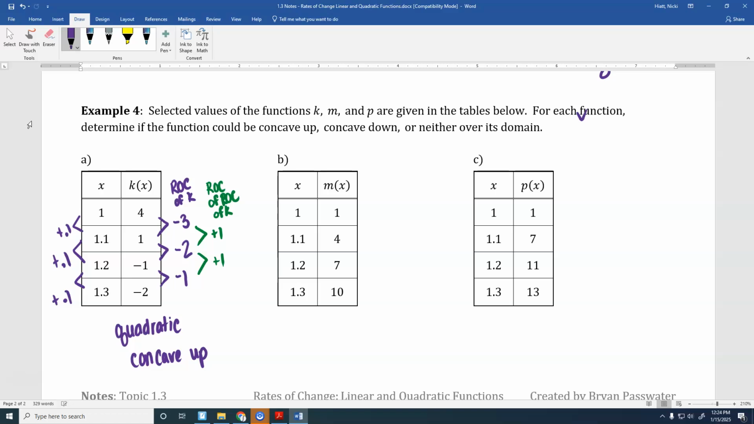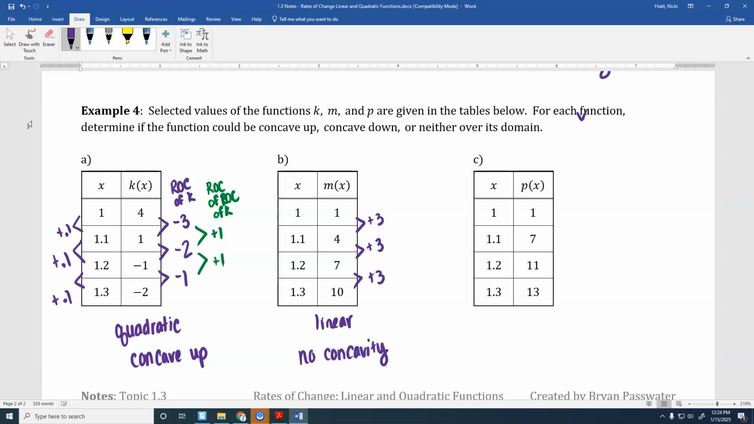Okay, for B, from 1 to 4, we go up 3. From 4 to 7, we go up 3. From 7 to 10, we go up 3. What does that tell us? Linear, so no concavity, because linear functions are straight lines. They are not curved.